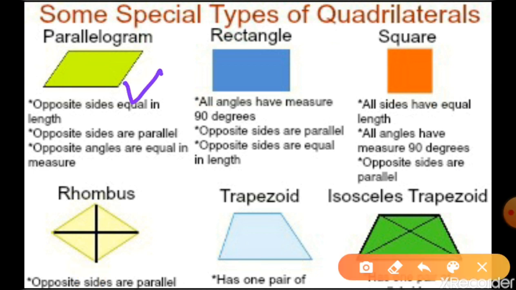There are some properties which we will prove in the exercise also. The opposite sides are equal. You can see these are the opposite sides, and these will be equal. We will explain all the properties of these quadrilaterals on the basis of their sides, their angles and their diagonals. So first, the sides.